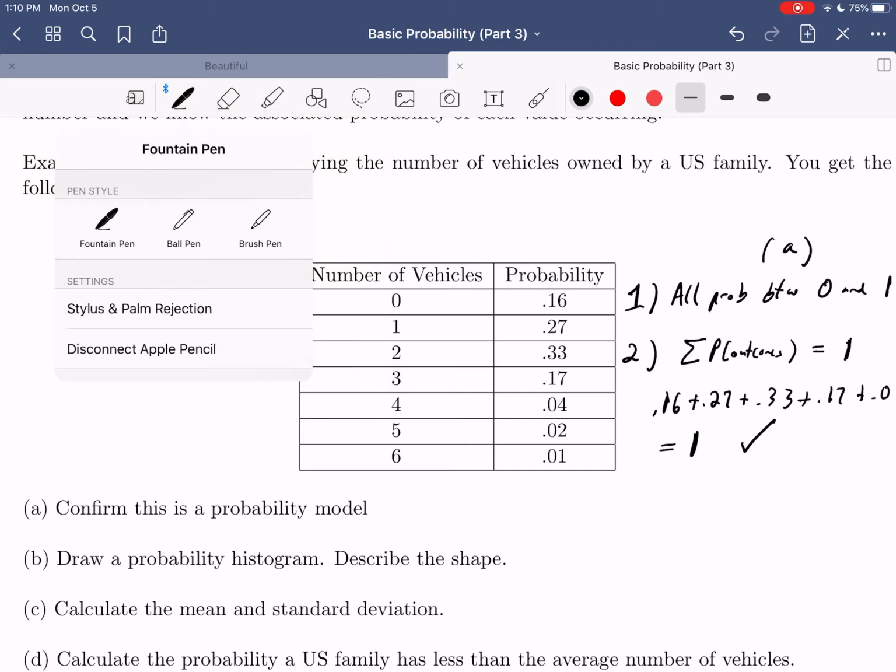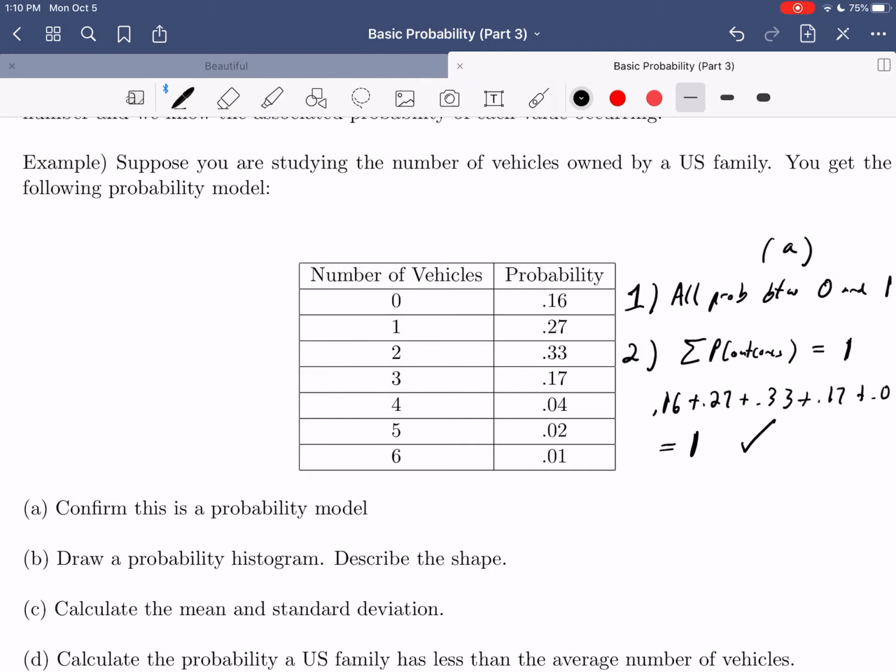So the trick to doing this is that your calculator can do this. We're still going to use our 1 var stat, but we're going to put the number of vehicles into L1 and the probabilities into L2. So if you have your calculator, you can go ahead and do that. So we've got our 0, 1, 2, 3, 4, 5, 6 in L1. And then in L2, next to each of those, we want to have their corresponding probability. So 0.16, 0.27, 0.33, 0.17, 0.04, 0.02, and 0.01.